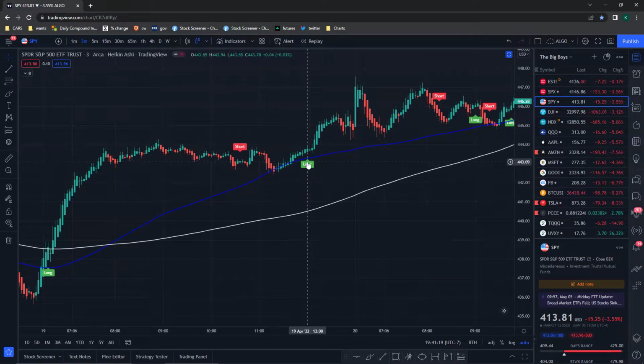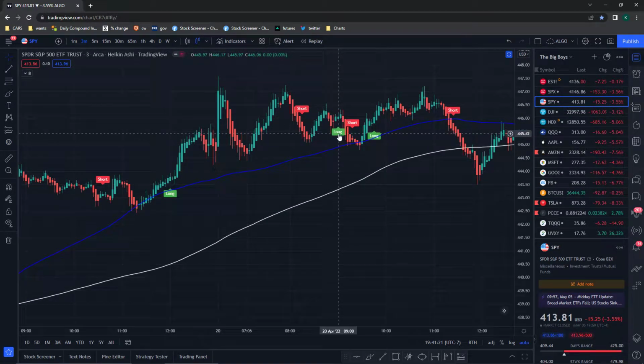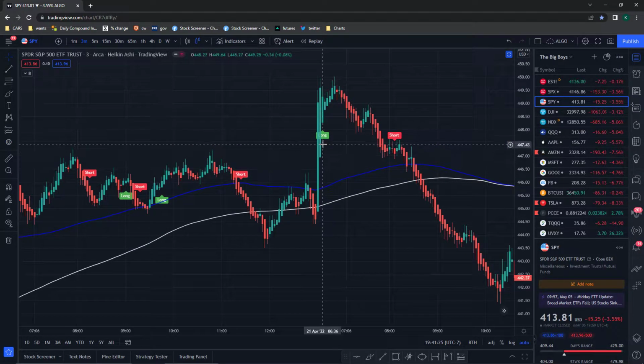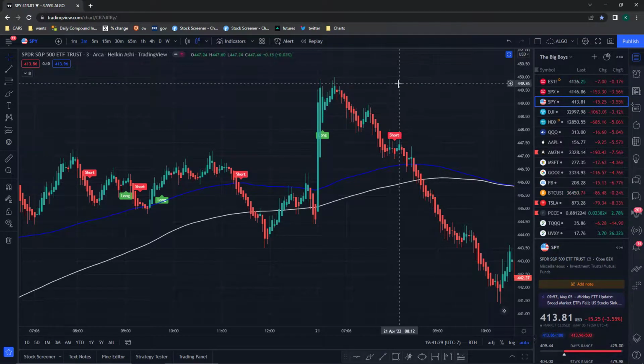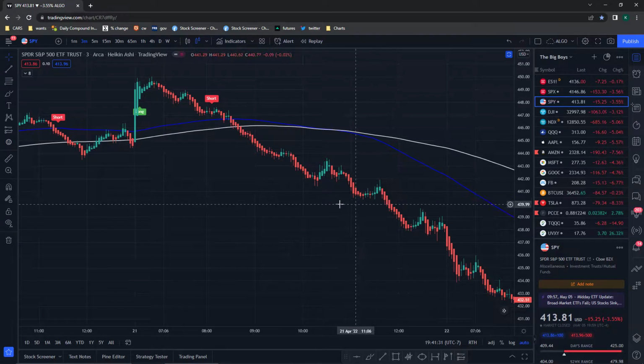So after this, boom, that's our first one. Here's our second one, which we do lose on. And here's our third one, which we do win on. And then this one, we do have some minor profits up in here. So those are 3 signals before our cross to the downside, right?